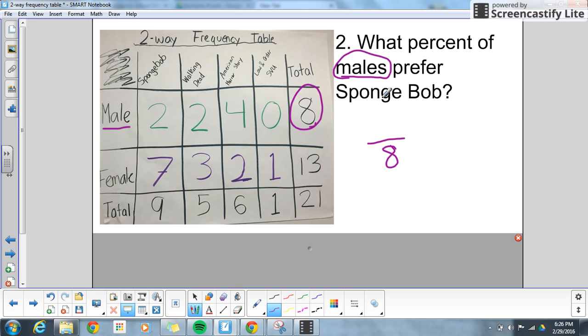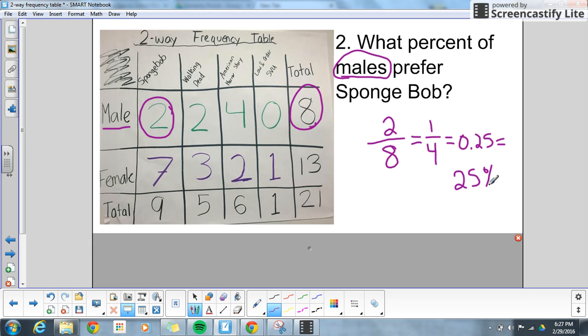Now, how many of those 8 prefer SpongeBob? So if I look at just the males, we have 2, so it's going to be 2 out of 8. Now you can leave it as this fraction, but sometimes on a multiple choice answer, it might be turned into a reduced fraction, so that would be 1/4. If we turn 1/4 into a decimal, that's going to be 0.25, which is also the same thing as 25%. So you might see your answer in all 4 of these formats.